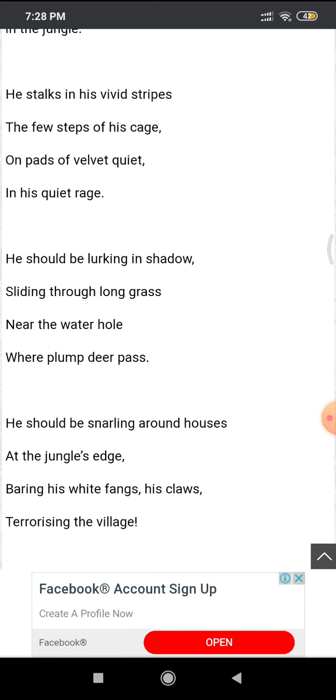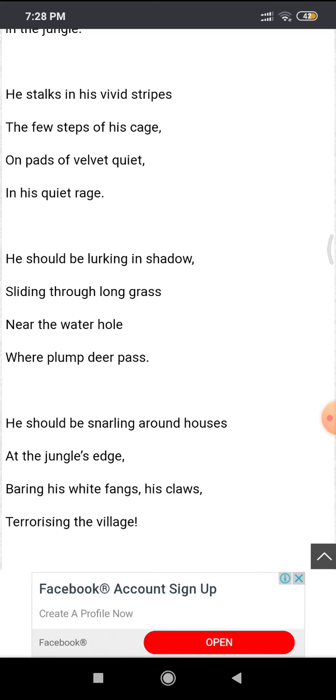It has got stripes over its body. So it is a bright animal, a majestic animal, as you know. So it is quite elegant also. So here, the poet wants to say that such a majestic, such a beautiful, and such a terrible, such a frightening tiger is locked up in a small cage, which is smaller than the height of the tiger, you can say. So he slowly moves up and down in his cage. The few steps of his cage means he can barely move, few steps only, because the cage is very small.